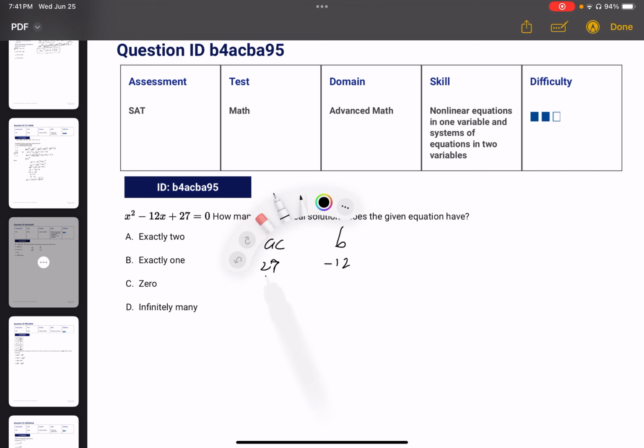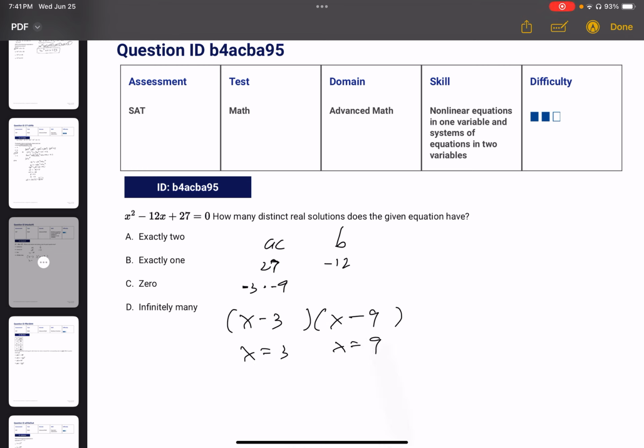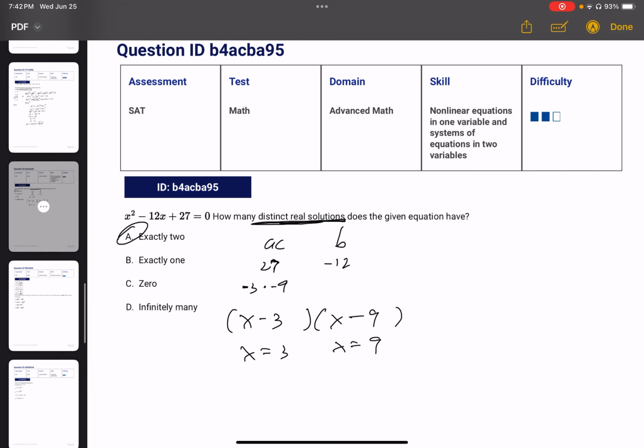So knowing this, we need something times something that equals 27, but when those two numbers are added, they equal negative 12. So here, negative 3 times negative 9 is going to give us 27 when we multiply and negative 12 when we add. So that's going to allow us to set up the factored expression, and we're going to have two distinct solutions. Distinct real solutions just mean separate solutions that are real numbers, so we get exactly 2 of them for this question. So that's going to be your answer for the first one.